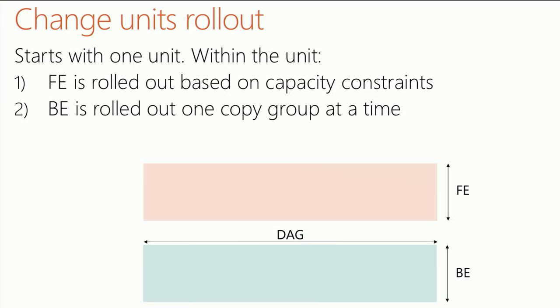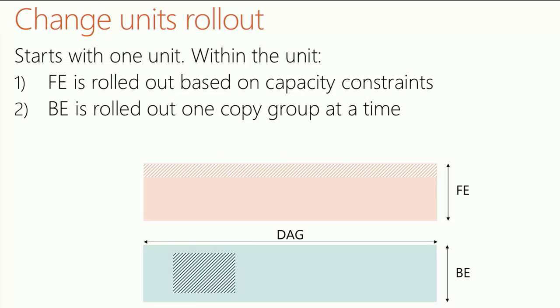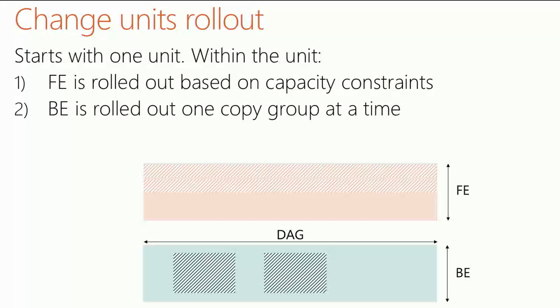Let's talk about how the exact change is actually happening within the change unit. So first we take one copy group. In parallel, we take one capacity unit. We roll out the change. We carefully listen for any abnormalities. Then we move on to the next and finish up the rest of the change unit. And at this stage, you can think of this as rolling out our changes in ones of servers.